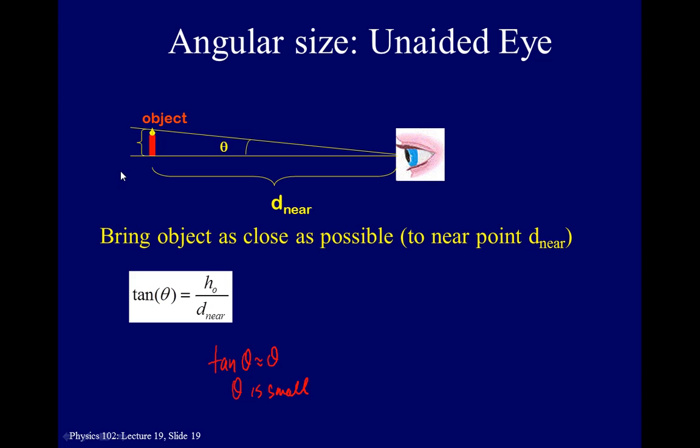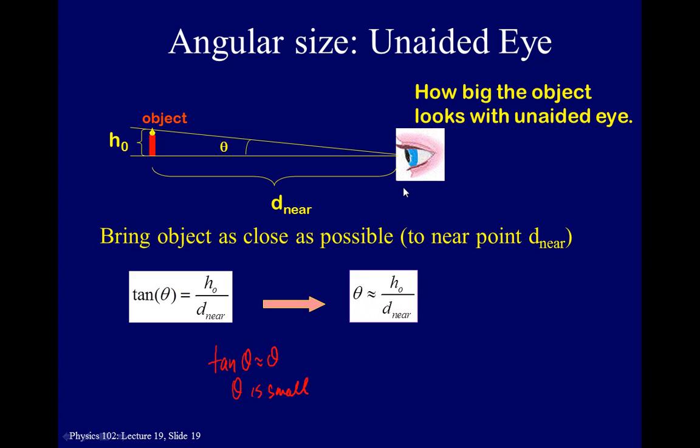And the tangent of the angular size, well, it's just equal to the object height over the near point distance because, well, that's just the opposite side of this triangle divided by the adjacent side of the triangle. When theta is small, and if you write it down in radians, then tangent theta is approximately equal to theta, and so we say that maximum angular size is just the object height over your near point distance. That's how big the object can look, the biggest it can look with the unaided eye.